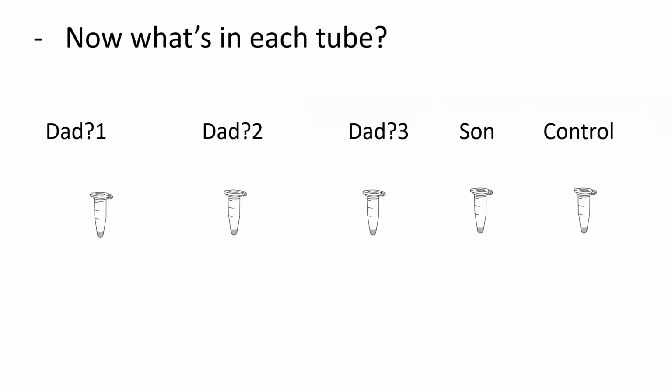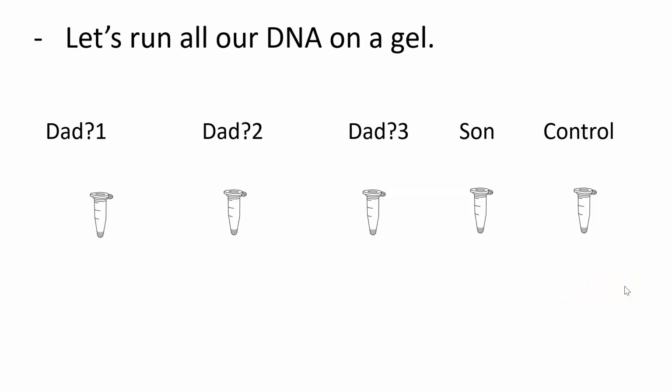So now what's in each tube? What is in each of our tubes here? Well, that kind of depends. If the person has the gene, you have 4 segments of DNA. Actually, you have millions of segments of DNA, but when you run it on gel, you're going to find 4 bands. If the person doesn't have the gene, you're only going to find 2 bands. So let's talk about what the rest of this process is like.